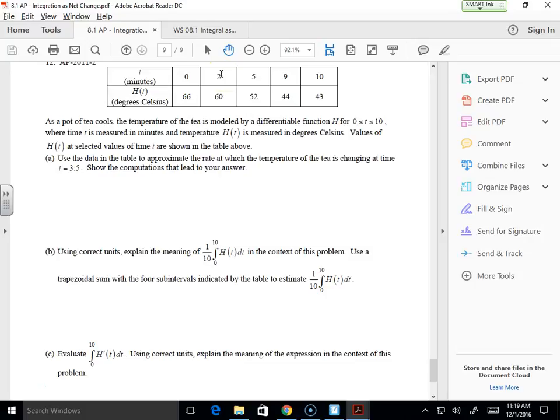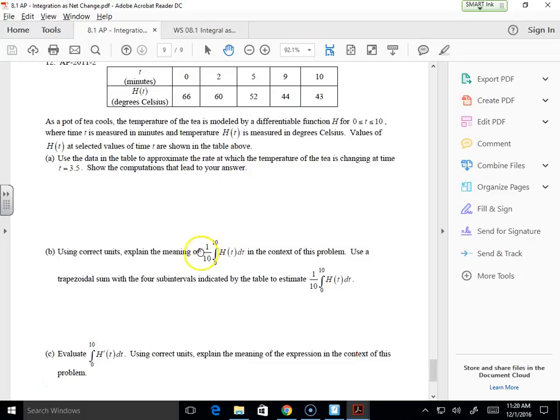Average rate. Alright. Letter B, explain the meaning. Don't you guys see average? Average value of who? The whole shebang. Of H, yeah. And who's H? Temperature. Sweet. Average temperature. Wait, would the integral of H be like the rate of change of temperature? Wouldn't that be like... No, degree... wait.